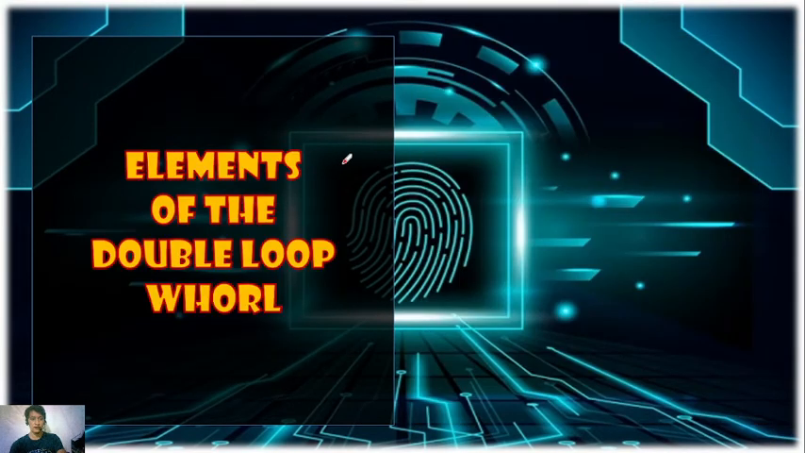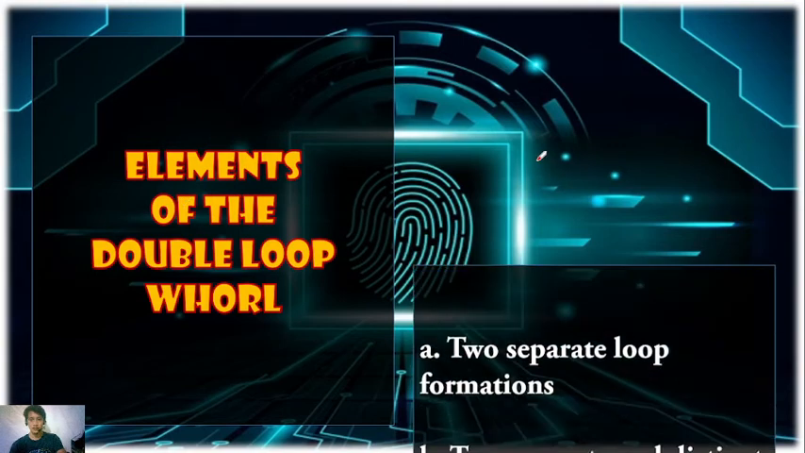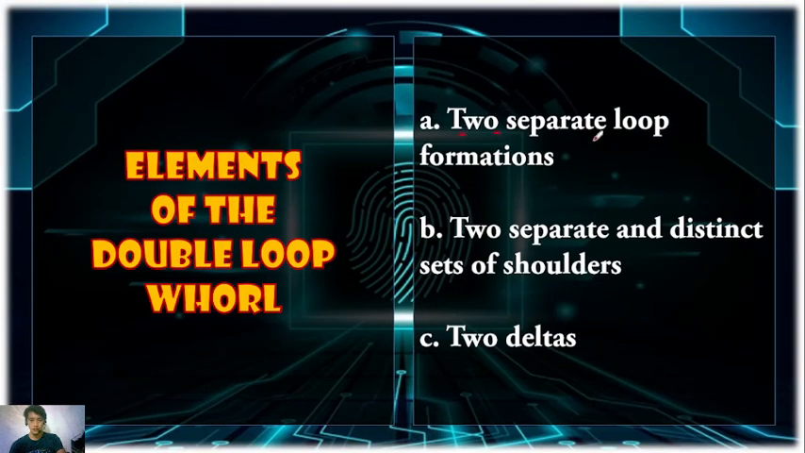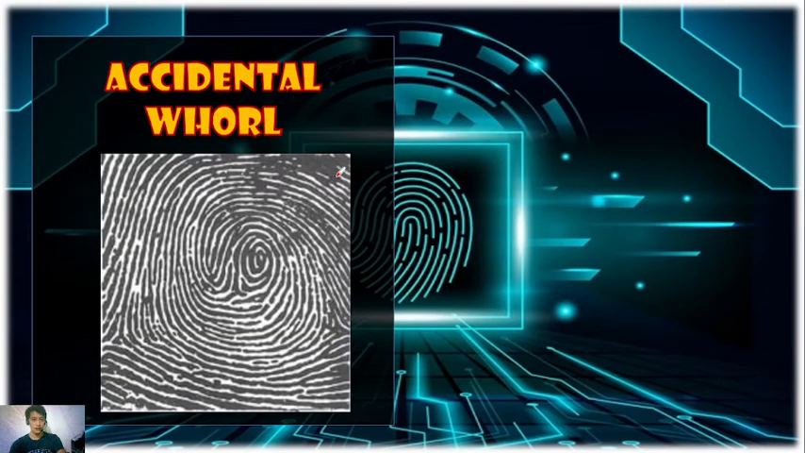And now we have here the elements of the double loop whorl. Let's try to have here one by one again. So there should be two separate loop formations, and two separate and distinct sets of shoulders, or these are the most important. They have two sets of distinct shoulders, and it should have two deltas for us to say that that is a double loop whorl. Okay, and we have here accidental whorl. So sabihin natin naging tatlo yung delta niya.